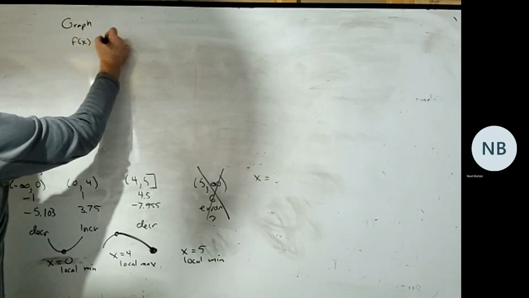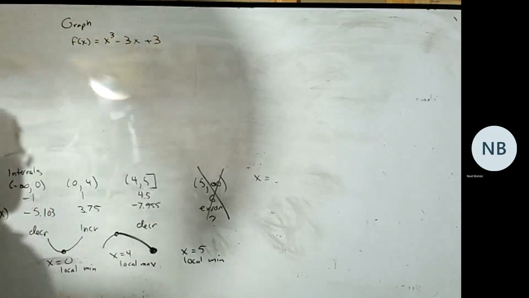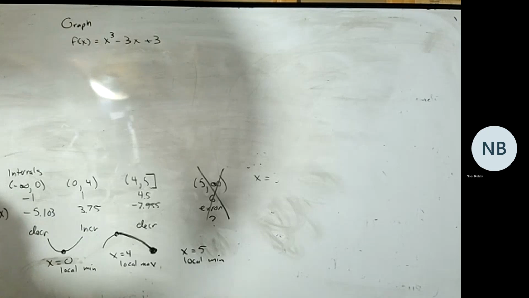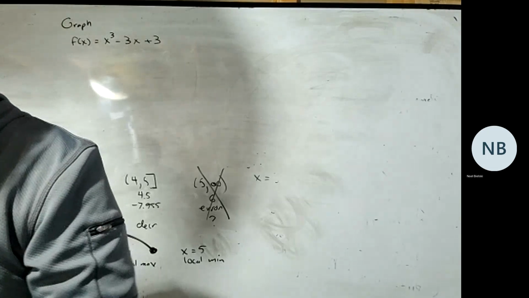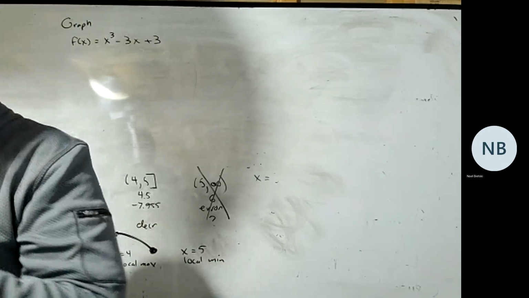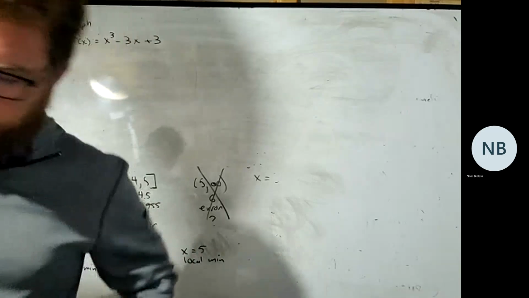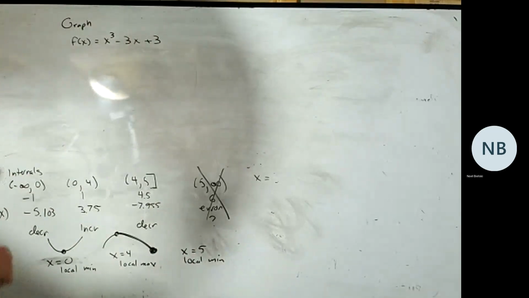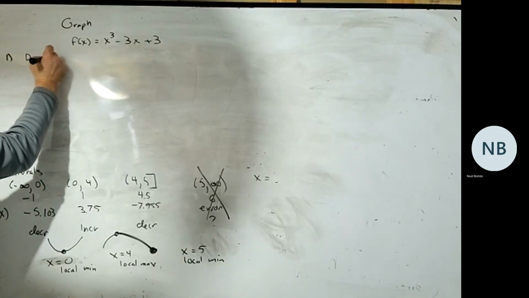f of x is equal to x cubed minus 3x plus 3. So when I ask you to graph these, we have the steps that I ask you to go through, and I actually label the steps here on the test, like identify the domain, then I ask you to find the derivatives. So I'm just going to go through all this. So one, what's the domain?